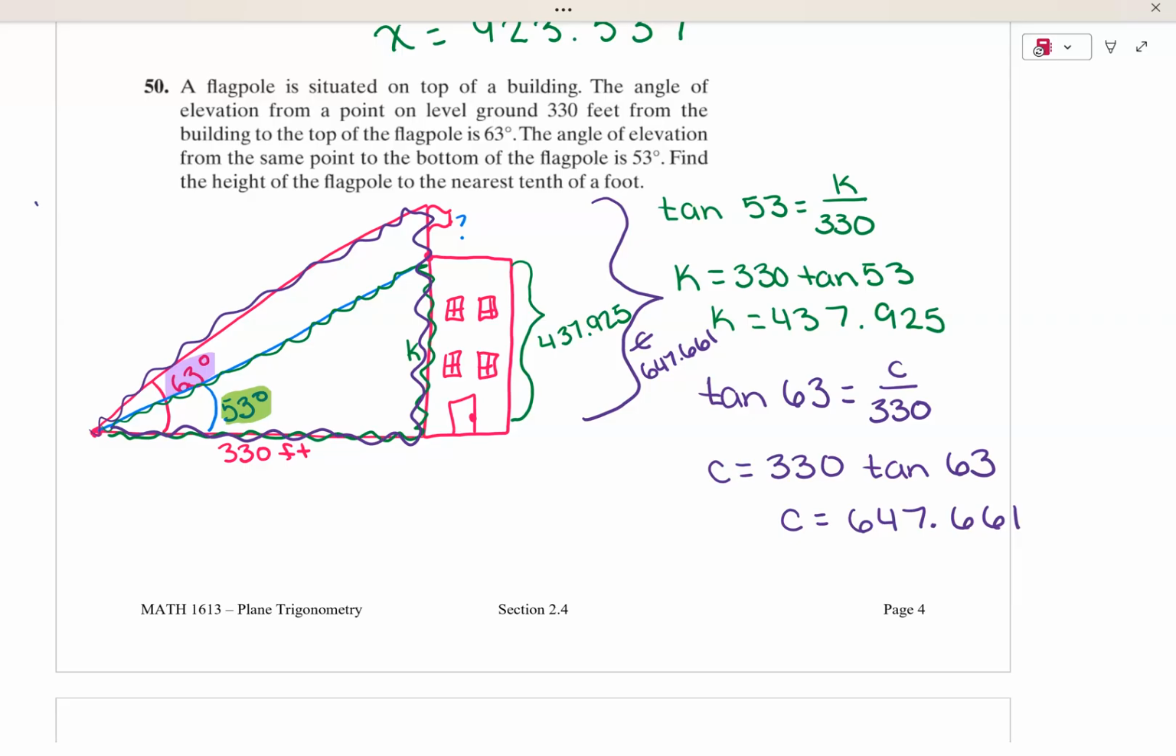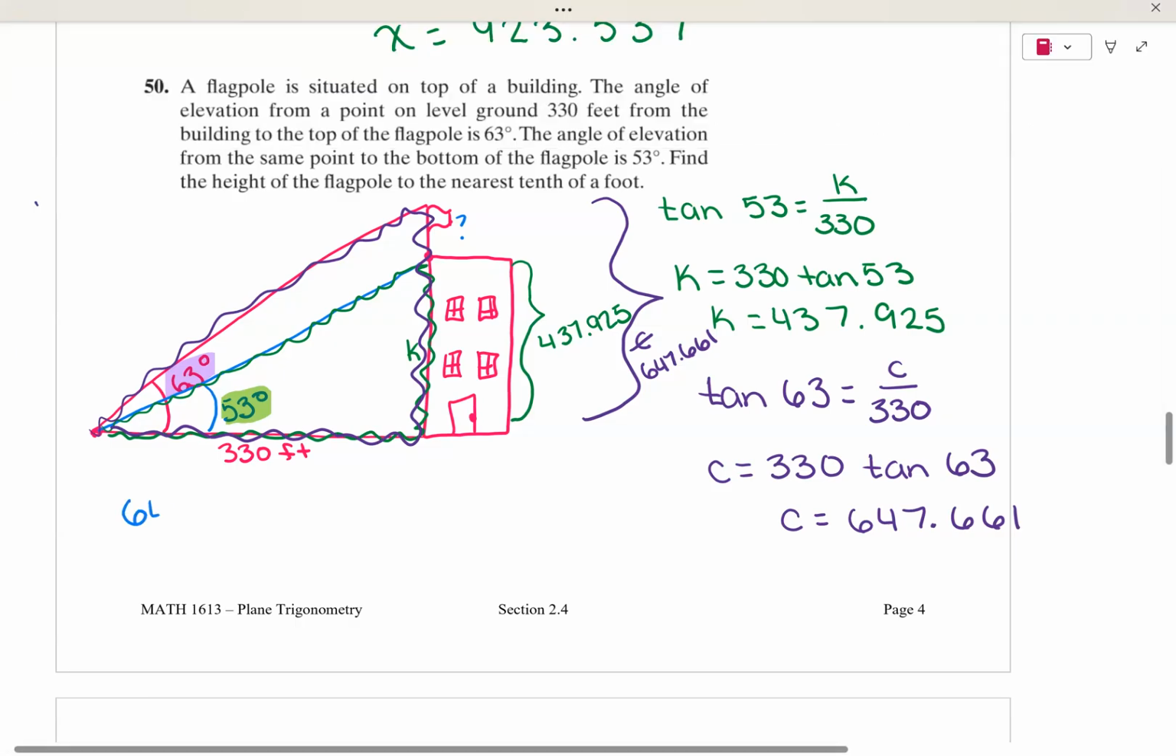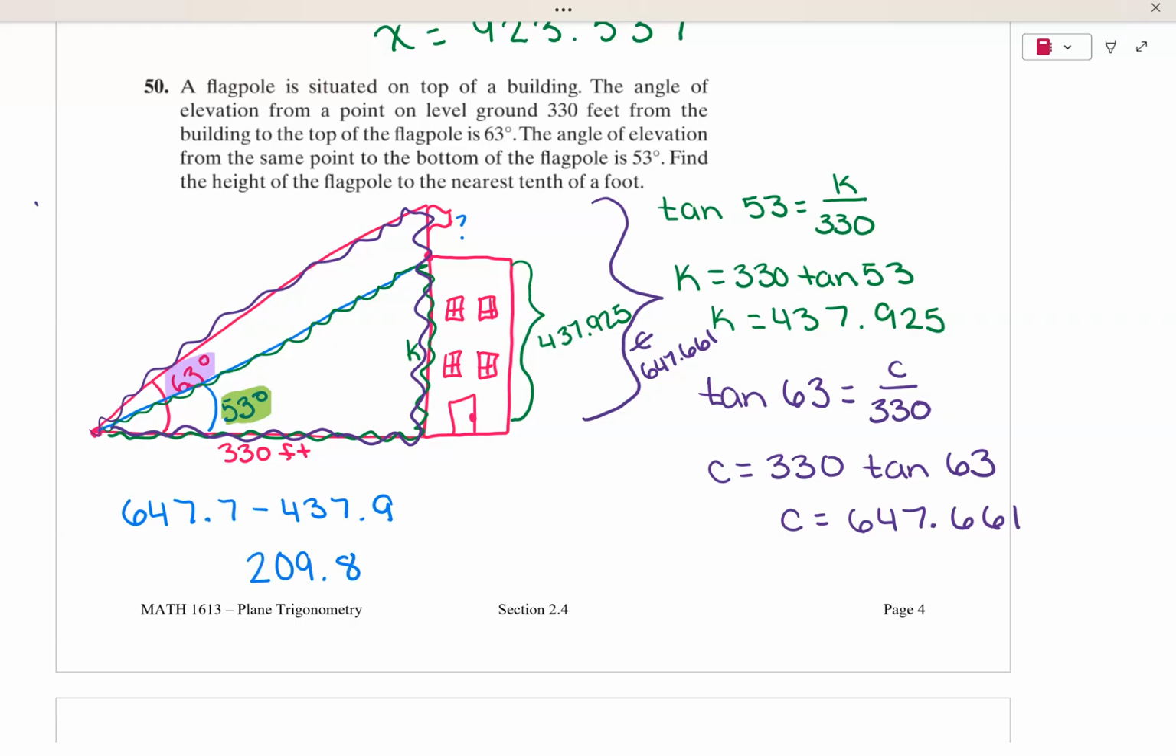So the whole entire thing is 647.661. So therefore, if we just subtract them, so 647 point, we'll just call it 7, minus 437.9, we would get 209.8 feet. So that is what the height of the flagpole would be. Okay. Okay, next one.